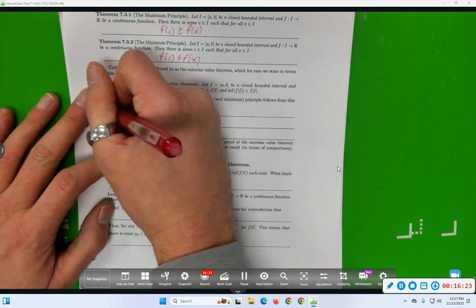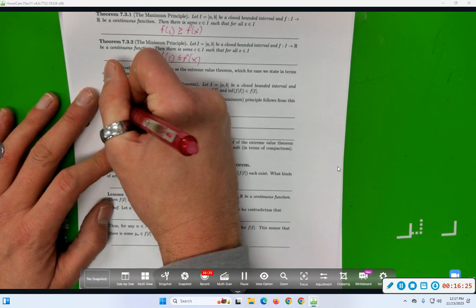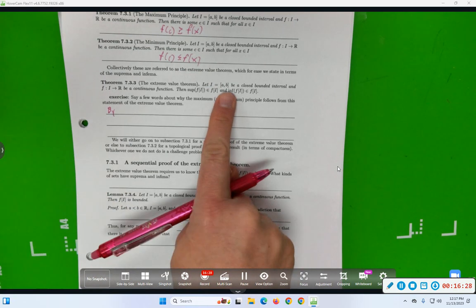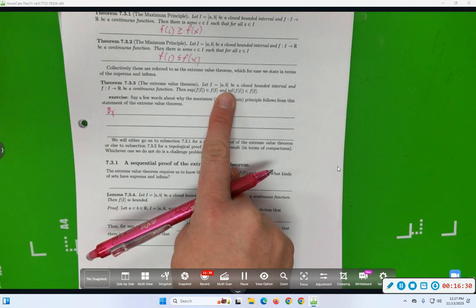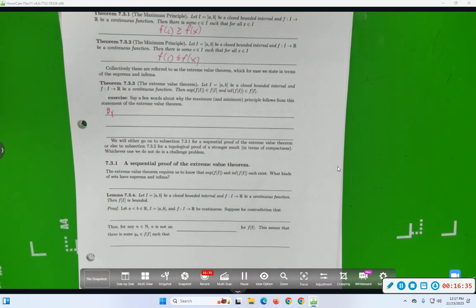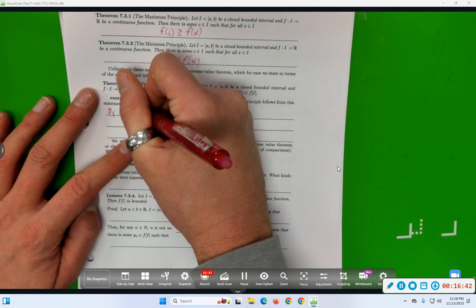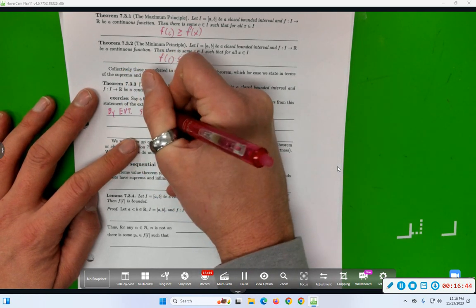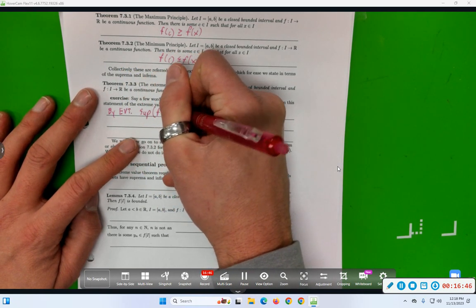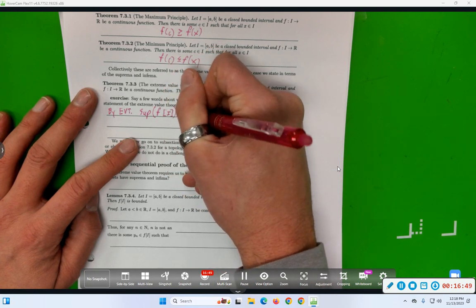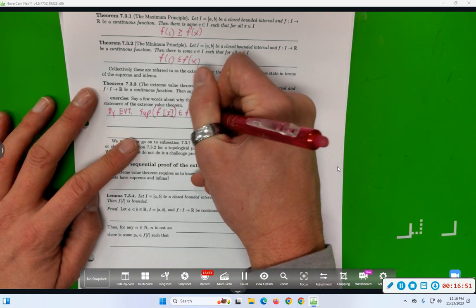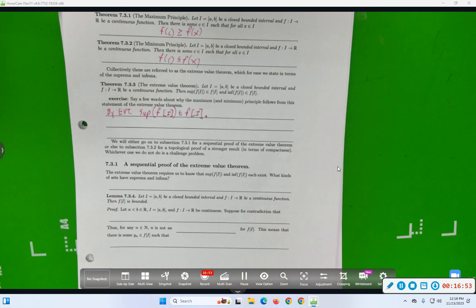And let's start with this. The assumptions of the extreme value theorem, are they the same as the assumptions for the maximum and minimum principle? Okay, that's good. So there's no issue with the assumptions not lining up correctly. So by the extreme value theorem, I'm going to focus on the supremum. The supremum of f(I) is in f(I). That's just what the EVT says.